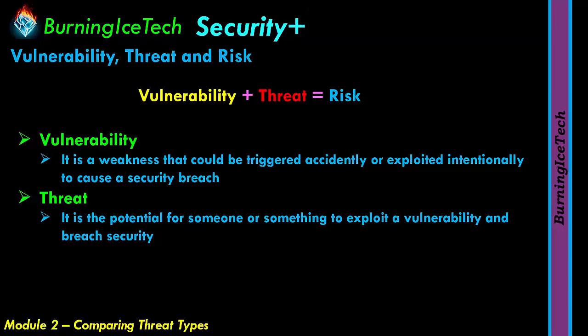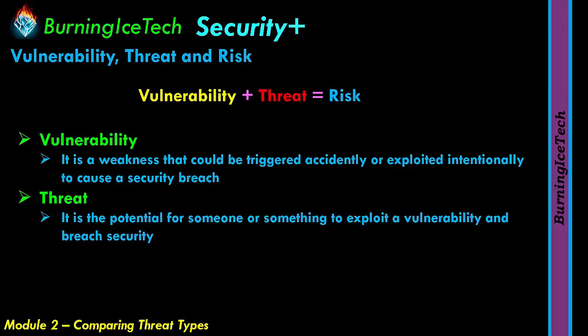As for threat, this is the potential for someone or something to exploit a vulnerability and breach the security. So basically, what are the chances of someone or something actually doing that? So we already know what a vulnerability is. It's a weakness of some sort. A threat is basically, statistically, the chances of that actually happening in a company. So what are the chances of somebody exploiting that weakness?